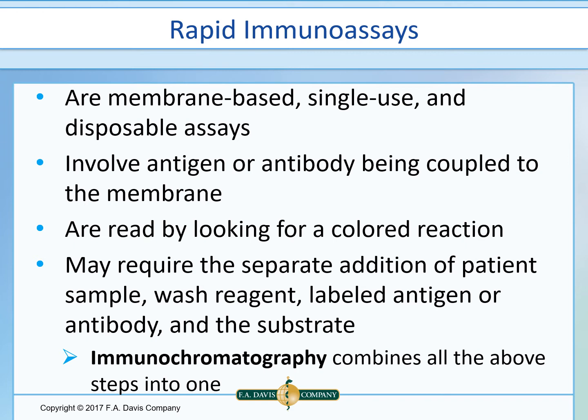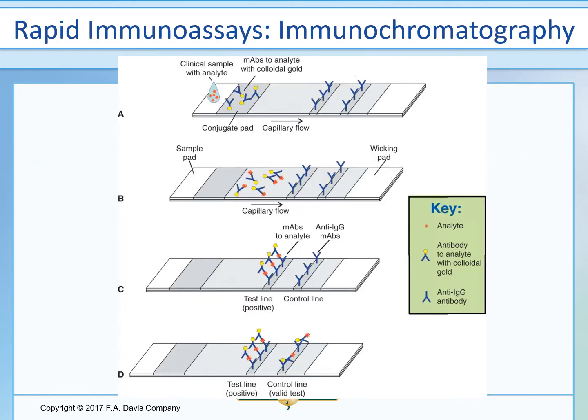Some of these test devices require the separate addition of a patient sample, wash reagent, labeled antigen or antibody, and the substrate. Another type of rapid assay is called immunochromatography, and this combines all the previously mentioned steps into one. With rapid assay immunochromatography, the analyte is applied at one end of the strip and migrates towards the distal end where there is an absorbent pad to maintain a constant capillary flow rate.